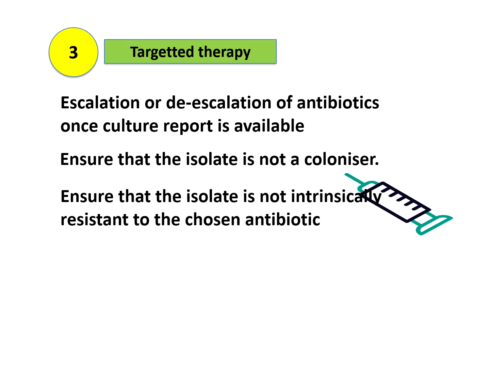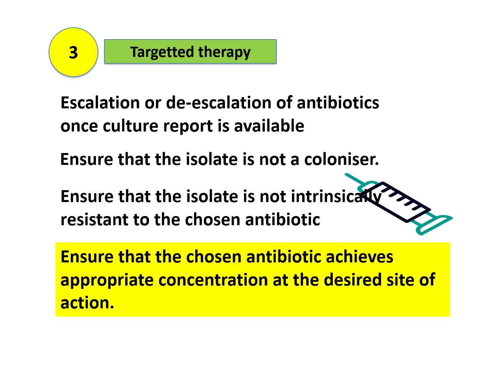Ensure that the isolate is not intrinsically resistant to the chosen antibiotic. I discussed intrinsic resistance, so we should check that the antibiotic we are choosing to treat the patient is not intrinsically resistant against the organism we have isolated in the culture. This is the most important point, that the chosen antibiotic achieves appropriate concentration at the desired site of action. The antibiotic should achieve a proper concentration at the desired site of action.